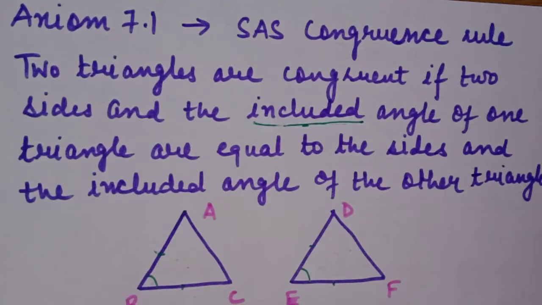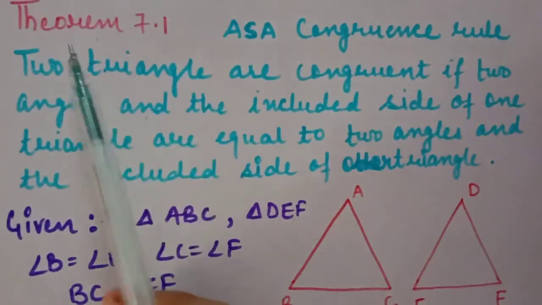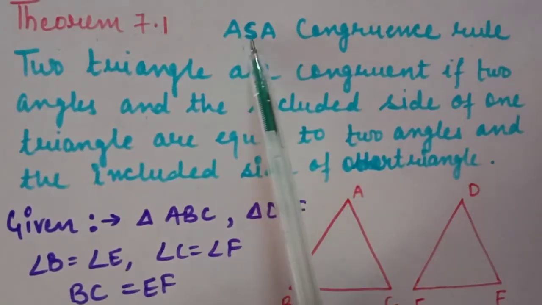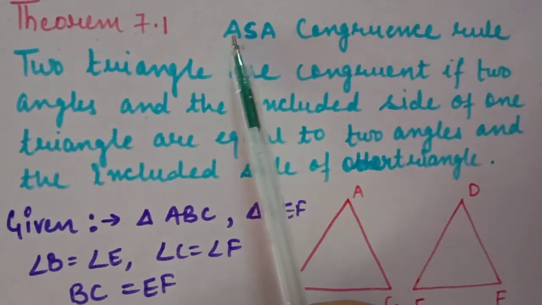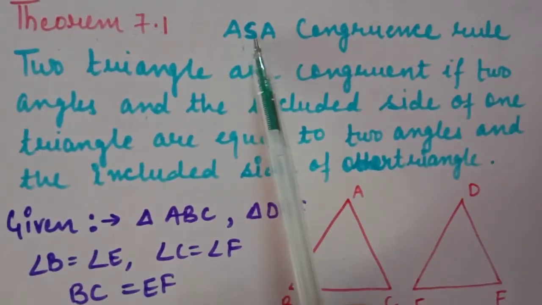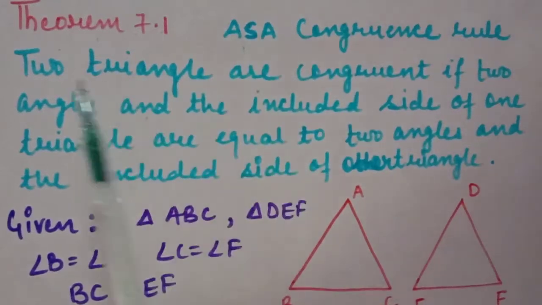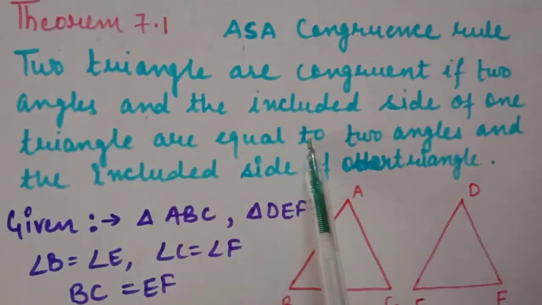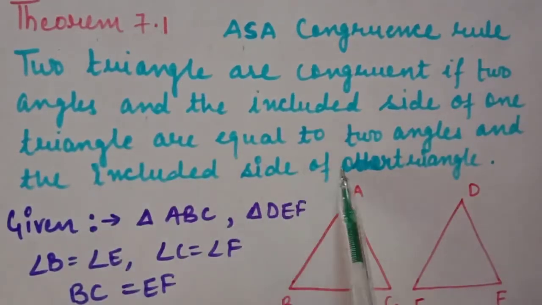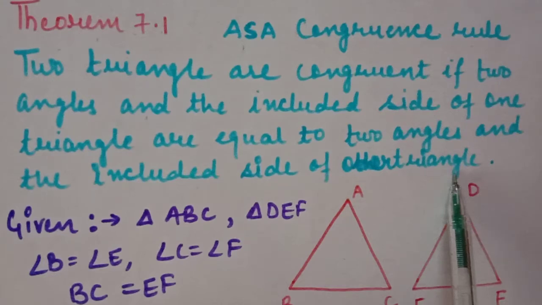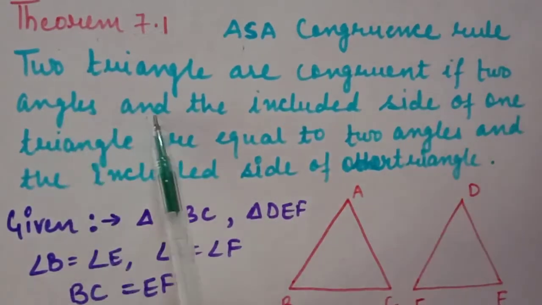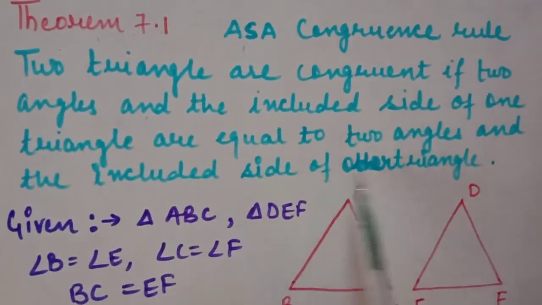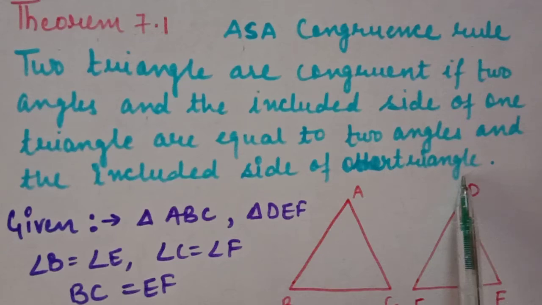proof. Now theorem 7.1. Theorem 7.1 is the congruence rule ASA. It is a theorem and we have to prove it. ASA means angle, side, angle, and the side must be the included side between the two angles. Two triangles are congruent if two angles and the included side of one triangle are equal to the two angles and the included side of the other triangle. Or we can say that two triangles are congruent if two angles and the included side of one triangle are equal to the corresponding parts of the other triangle. We also say it like this.